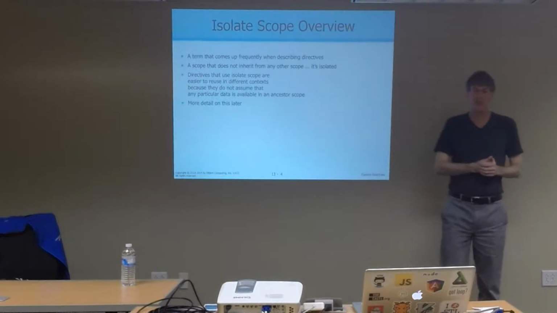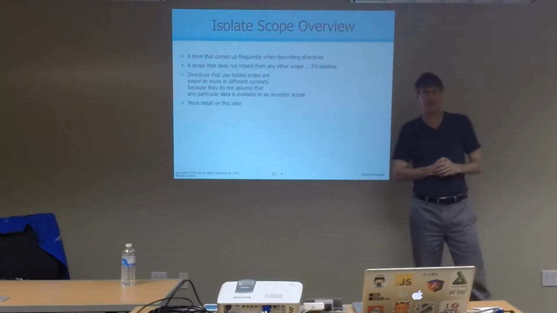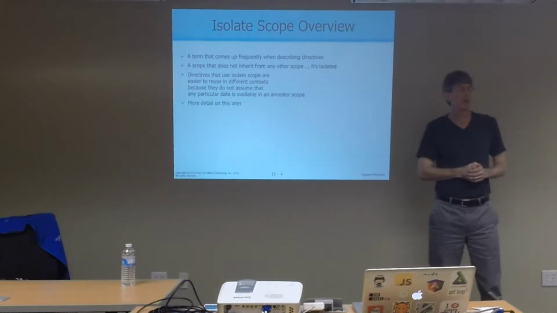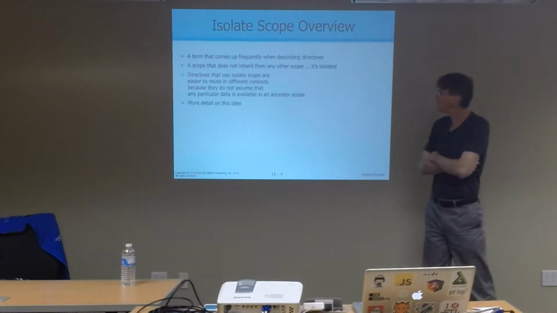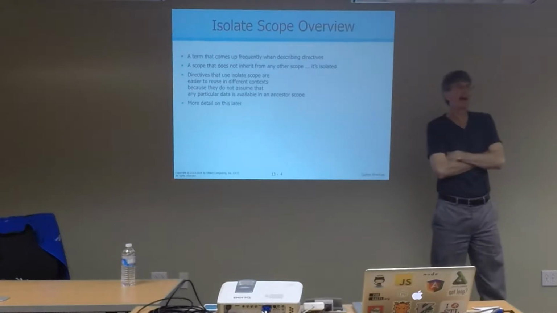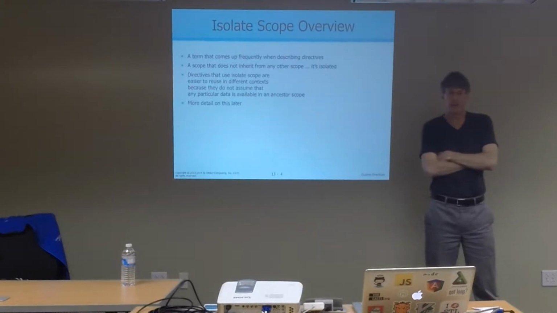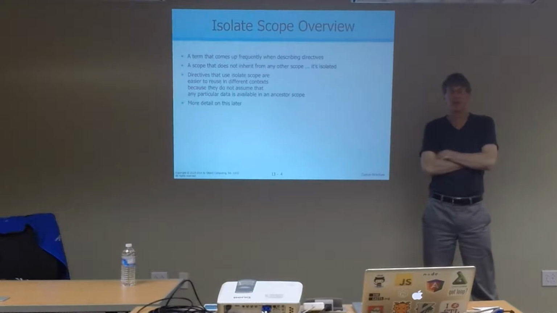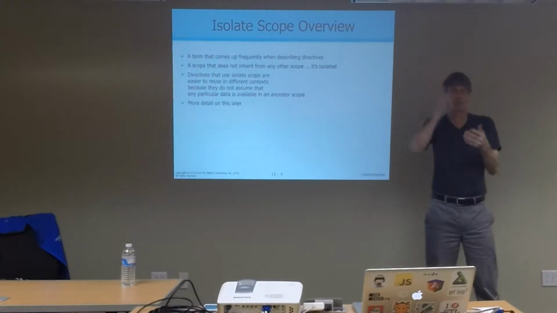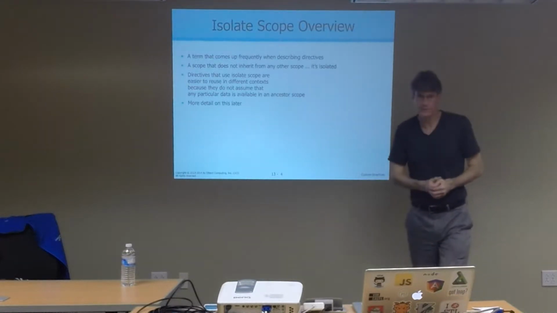So it's hard to talk about directives for very long without bringing up this term isolate scope. And so I'll talk about it a little here and get into more detail later. But isolate scope is, as the name implies, isolated from your other scopes. And there's a good reason you might want to do that. It makes your directives a little easier to reuse in different settings, and it means that the way you implemented your directive is not assuming that there's going to be certain things in an ancestor scope that you're going to make use of.